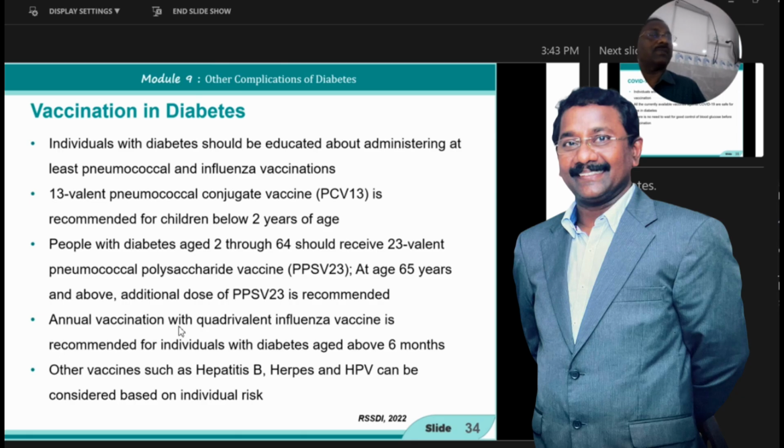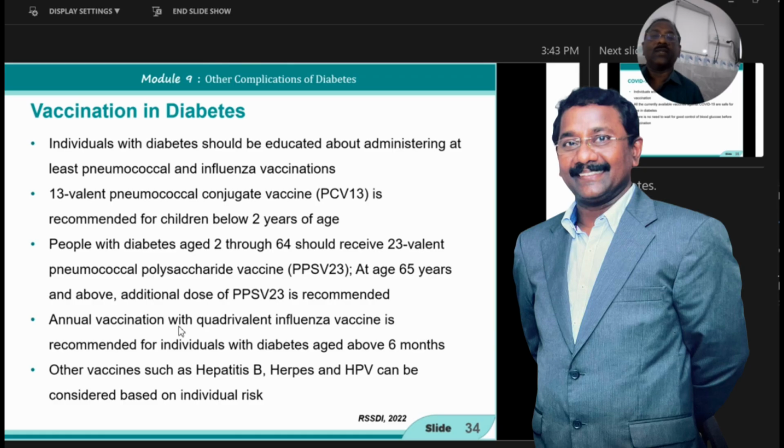Vaccination is a very good subject, adult vaccination. Very, very important for diabetic individuals: hepatitis vaccination, H. influenza vaccination, pneumococcal vaccination, shingles vaccination. Okay, so these are the important vaccinations. Individuals with diabetes should be educated about administering at least pneumococcal and influenza vaccinations. Influenza once a year, pneumococcal maybe once in 3 years or once in 5 years.